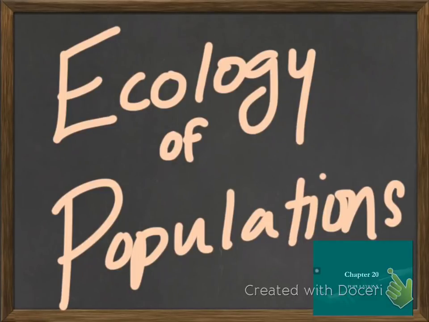It's Moser with a quick tutorial on the introduction to the ecology of populations. This is largely material drawn from chapter 20 in your biology textbook with a lot of extra stuff thrown in.